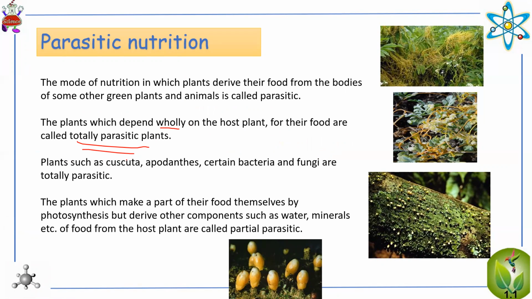And plants such as Cuscuta, Aponthanthus, certain bacteria, fungi, and toad are totally parasitic. Now, these are certain bacteria and fungi, not all. Some fungi are saprophytic also. Okay, that depends. Not all, but some fungi are parasitic, and some bacteria are saprophytic and parasitic also.